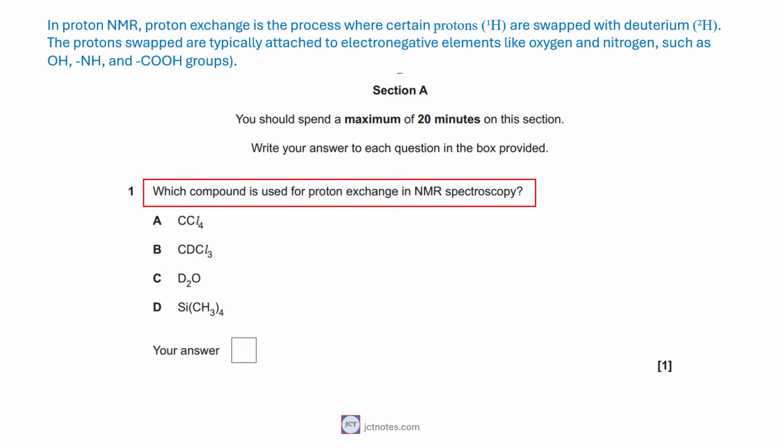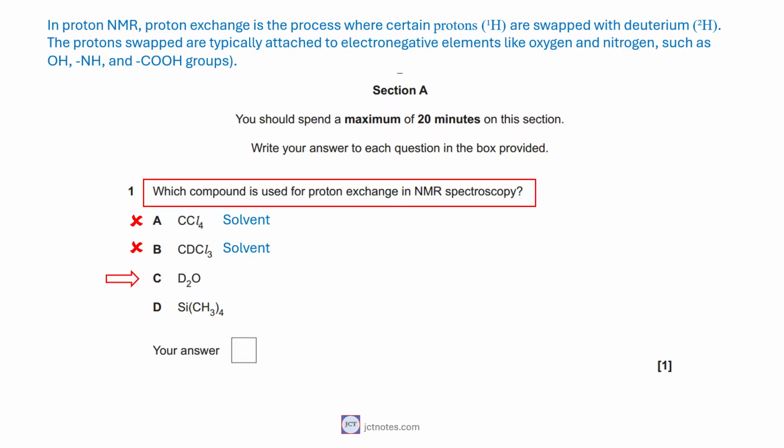The first option is carbon tetrachloride. It is used as solvent for proton NMR, but it does not facilitate proton exchange. This is not the right answer. The second option is deuterated chloroform, also a common NMR solvent, but it does not promote proton exchange. This is not the right answer.